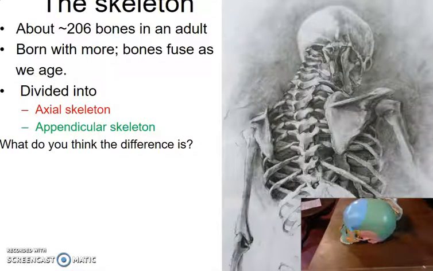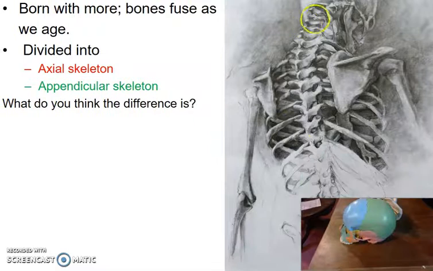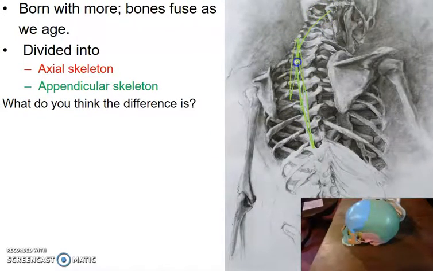Now, the human skeleton. There's roughly 206 bones in an adult. You're actually born with more, and they fuse as we age. And it's divided into half. We have the axial and appendicular skeleton. So what do you think the difference is? The bones of the axial skeleton are found on the central axis right here. So those would be the skull, the vertebral column, the rib cage, and the sternum.